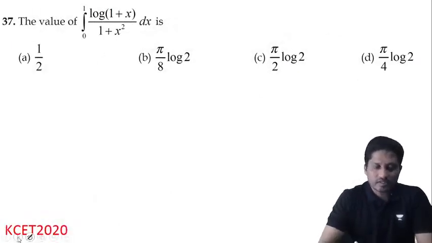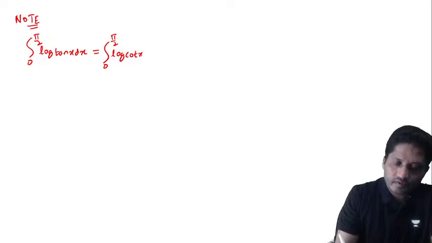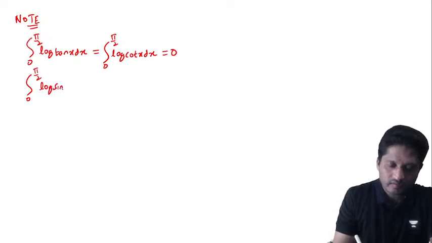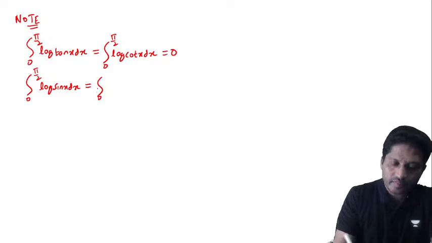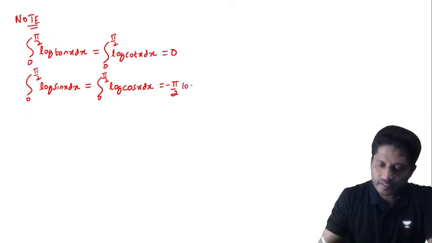See, there are some standard results which you need to remember, guys. The integral from 0 to pi by 2 of log tan x is the same as the integral from 0 to pi by 2 of log cot x dx, which is equal to 0. The integral from 0 to pi by 2 of log sin x is equal to the integral from 0 to pi by 2 of log cos x dx, which is equal to minus pi by 2 into log 2, or plus pi by 2 into log 1 by 2.